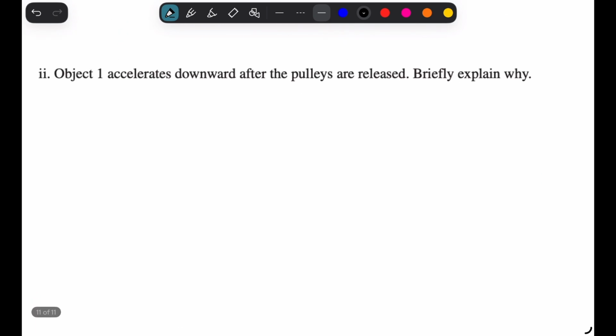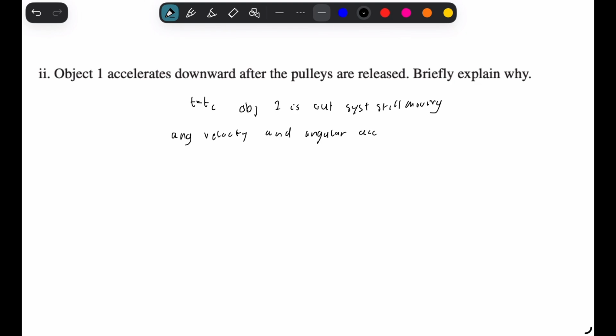Now, if it goes downward, what we know here is that at time t equals tc, object 1 is cut, and then the system is still moving. So then we are immediately going to compare the directions of the angular velocity and the angular acceleration. So the angular velocity and the angular acceleration of the pulley are in opposite directions.